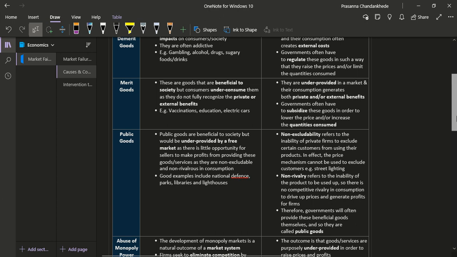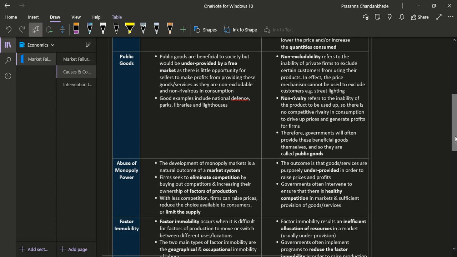Public goods. Public goods are beneficial to society but would be underprovided by a free market as there is little opportunity for sellers to make profits from providing these goods and services, as they are non-excludable and non-rivalrous in consumption. Good examples include national defense, parks, libraries, and lighthouses.